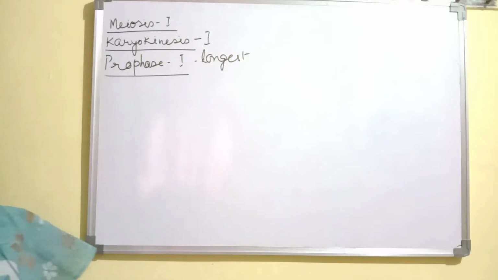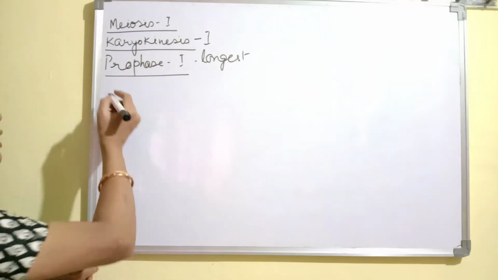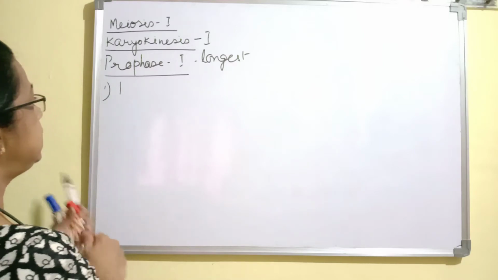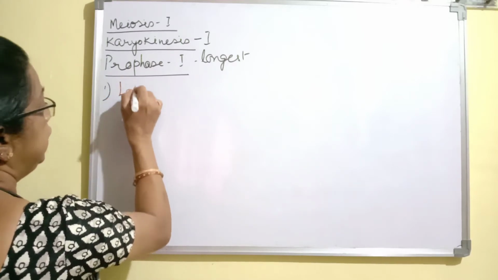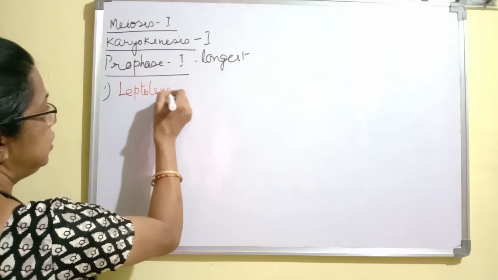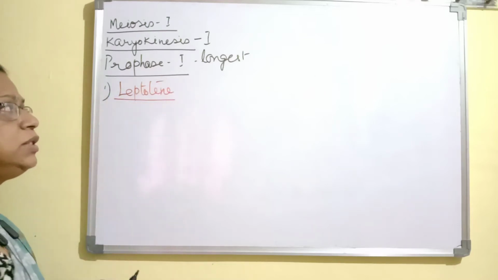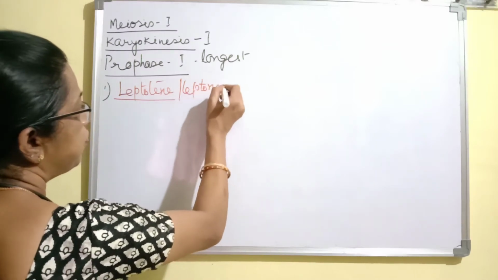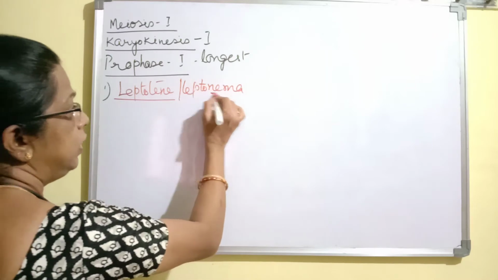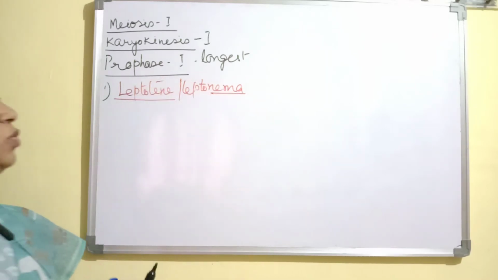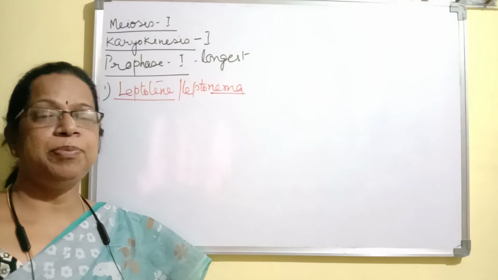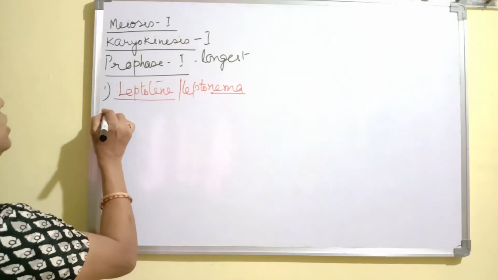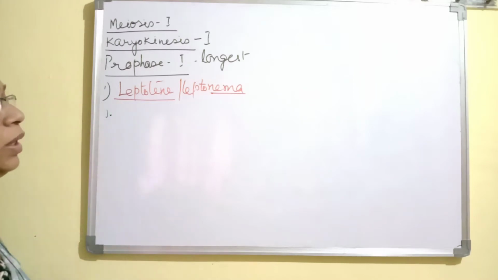So let us see what are the 5 subphases. So first subphase is called leptotene. This is called the first subphase. In some books, they also give it as leptonema. The suffix nema is also used. So leptotene or leptonema. So what are all the features of this? The first thing, I list down point-wise what are all the important features here.